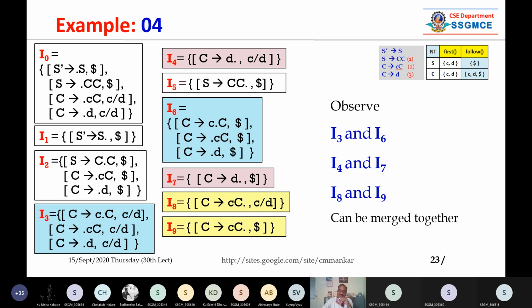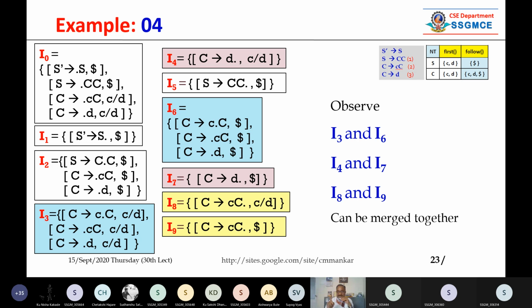I hope you are able to see these. See, in I3, there are 3 production rules. In I6, there are also 3 production rules. Now, what is the difference? In I3, the look ahead is C or D, C/D. This is the look ahead. Assume that it is a comma, not a divide sign. It is a logical OR. So I3 contains 2 look aheads, C or D. But I6 contains only 1 look ahead, that is $. But almost all the production rules, the RHS, are the same.